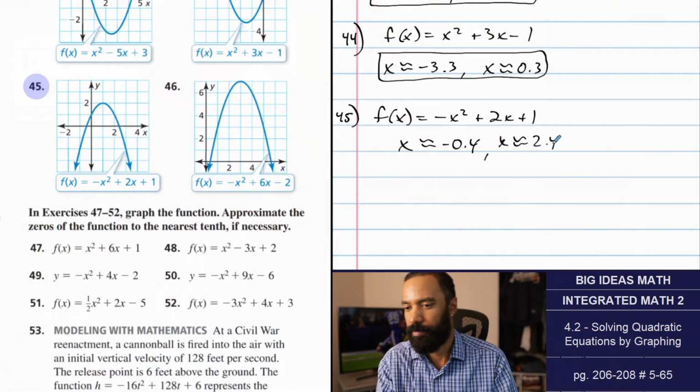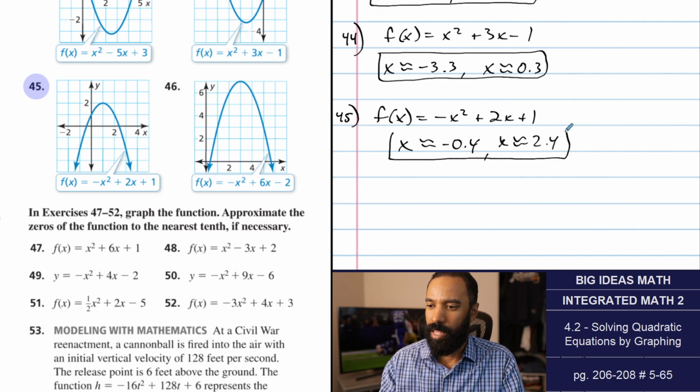What was the other one between 2 and 3? So probably 2.4 is going to be the other one. Let's plug in 2 and see. So 2.4, yes, is the closer one, then 2.5. So x is also about 2.4. And that's our set right here.